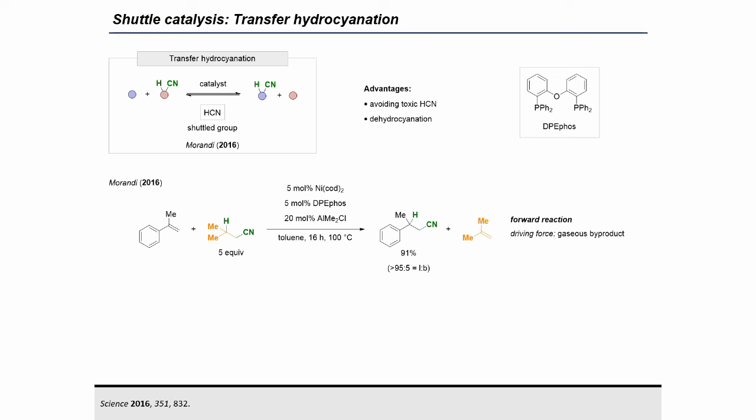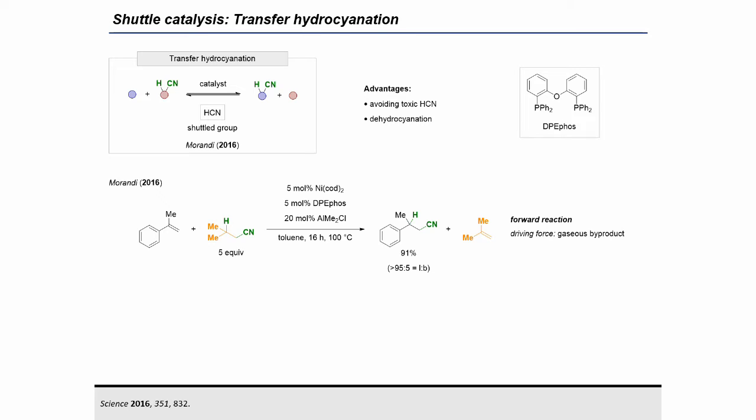In 2016, the Morandi group reported the use of a simple, markedly less toxic aliphatic nitrile as a HCN donor in a shuttle catalysis process. Under nickel and Lewis acid co-catalysis, isovaleronitrile proved to be an efficient HCN donor to access hydrocyanation products from the corresponding alkene and alkyne starting materials. The forward reaction is enabled by using an excess of the HCN donor while at the same time forming isobutene as a volatile byproduct, shifting the equilibrium of the reaction towards the right side.